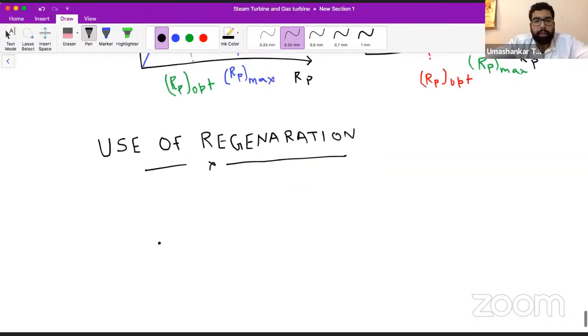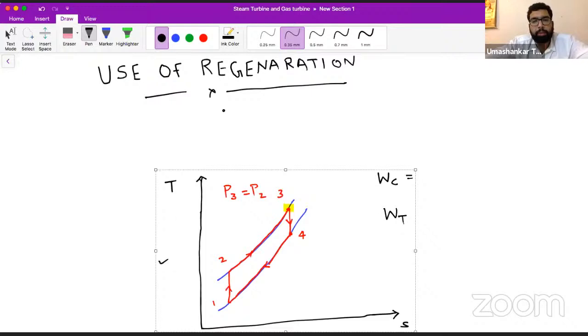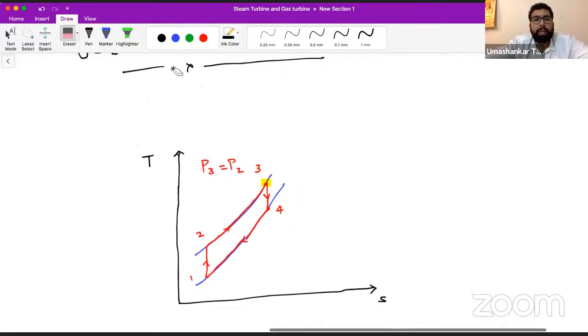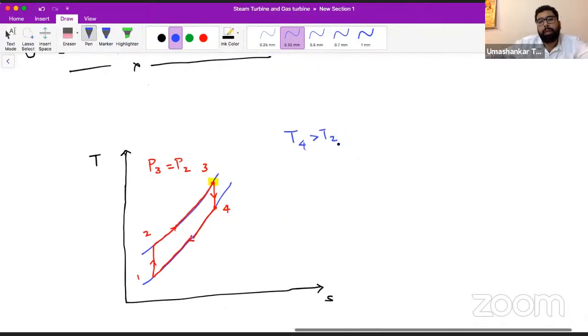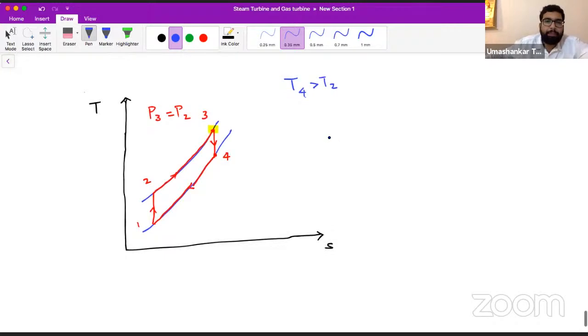So now let's say we have this TS diagram. So let us copy it again. From the previous session, I was trying to tell you that please try to make this T4 temperature greater than T2. Okay, so what is happening? So how is the cycle?